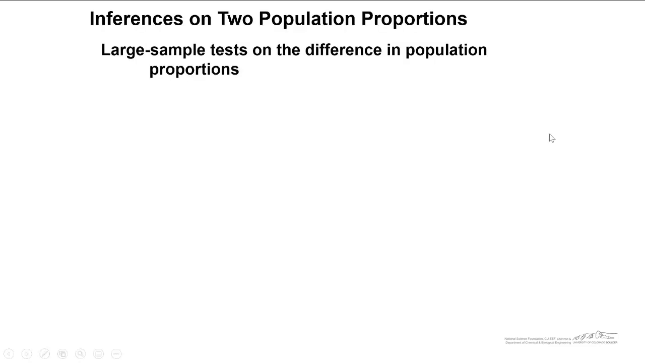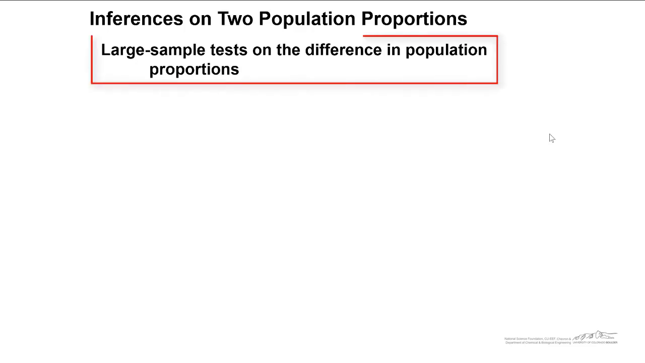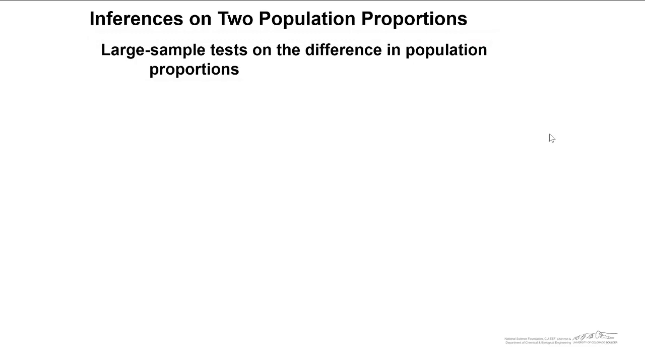So let's talk about how we can compare two population proportions. This is for large sample tests, so we have to convert this to a normal distribution approximation. N times P must be greater than 5 for each of the two populations, and N times 1 minus P has to be greater than or equal to 5 for each of the population proportions. So keep that in mind. This is for large sample tests.